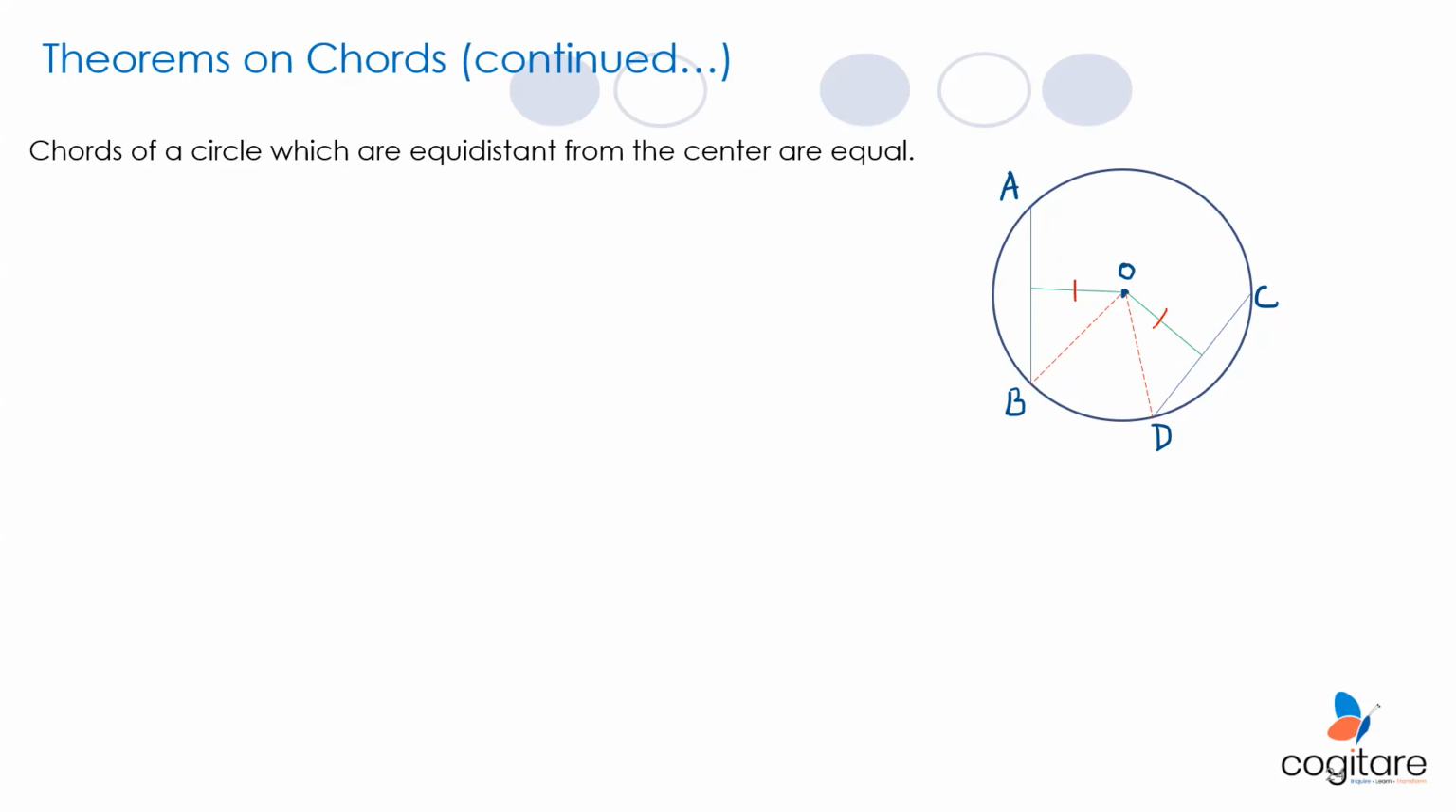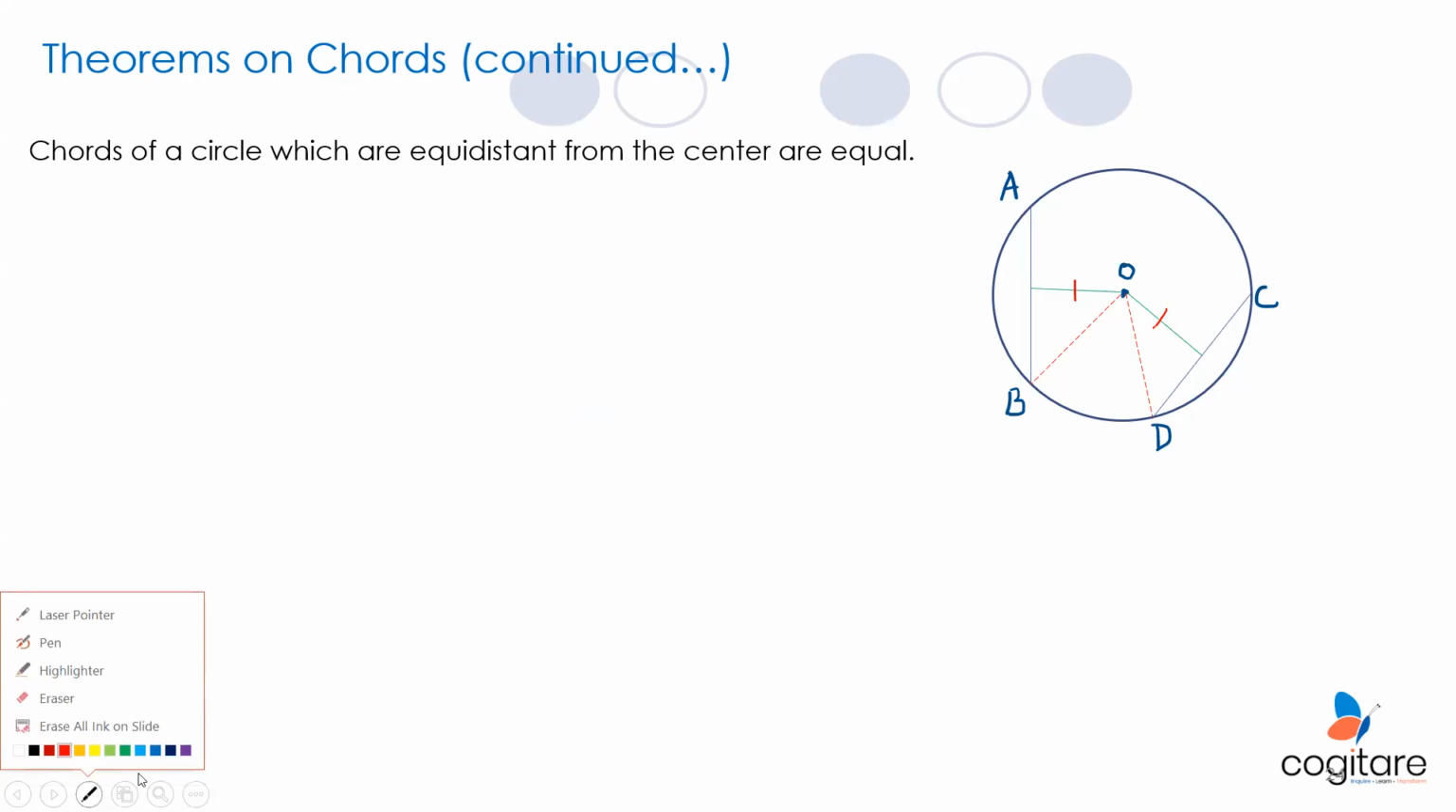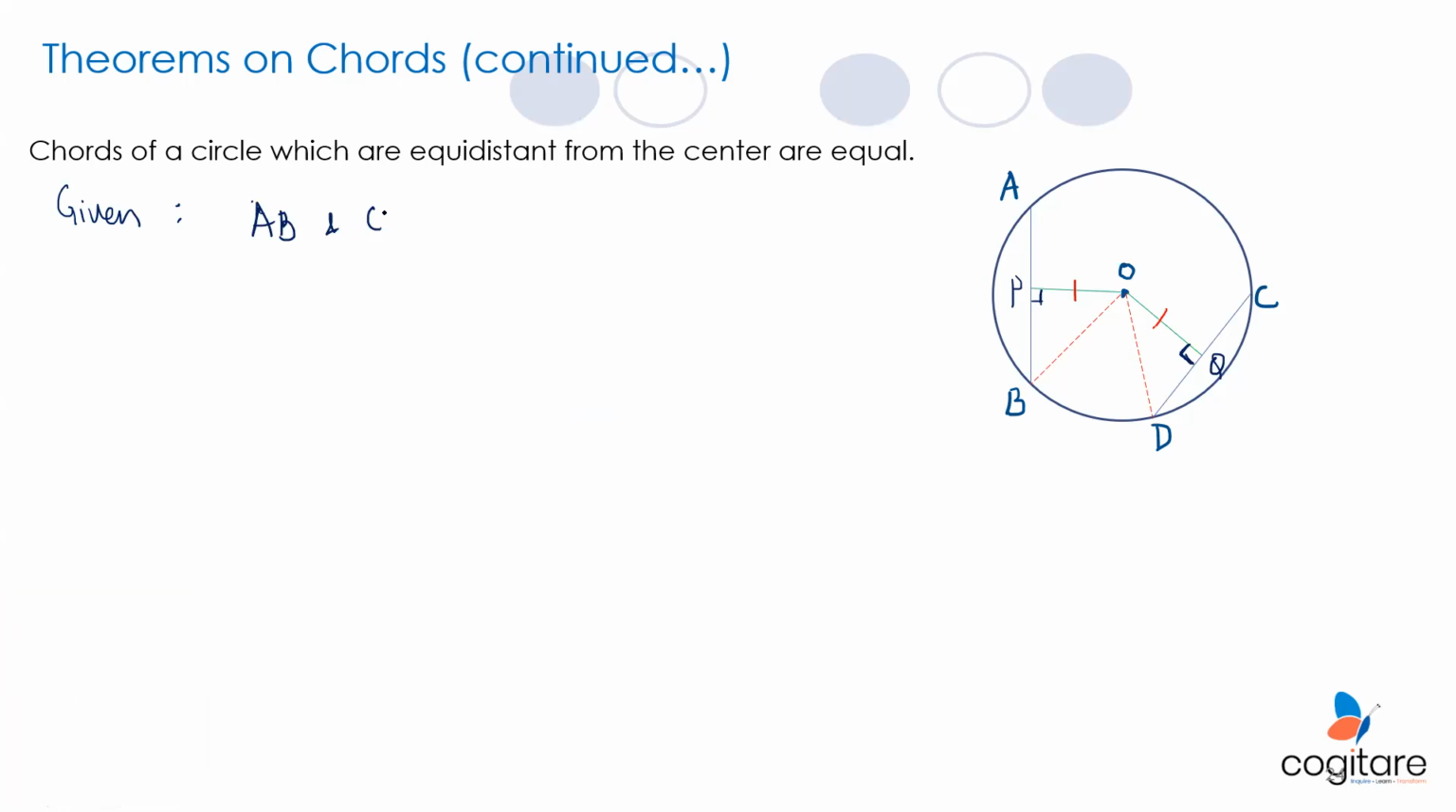Okay, shall we prove this? Just give me 1 minute. What is given in this case is whatever was to be proven in the previous theorem becomes the given. Let's mark this as P and Q. These are the shortest distances from the center, hence they are perpendicular, right? Okay, so it's given that AB and CD are chords.